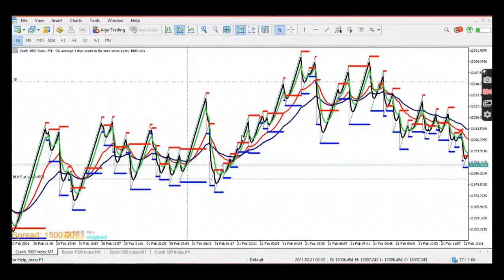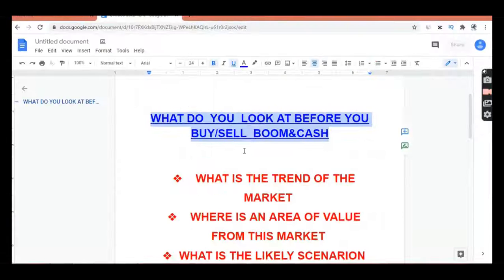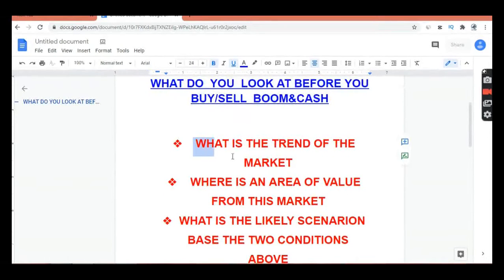What is actually the answer is that anytime you want to place a trade, you have to look at three conditions. In this video, I'm going to take you step by step into these three conditions. If you can answer these three questions as a boom and crash trader, my brother, there is no problem, even if spikes cut you.